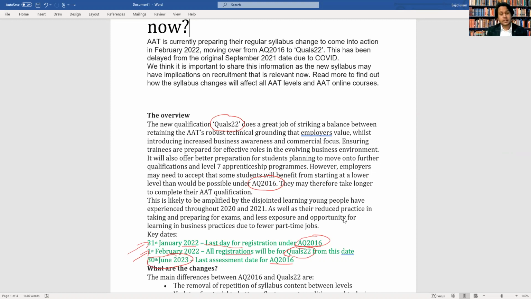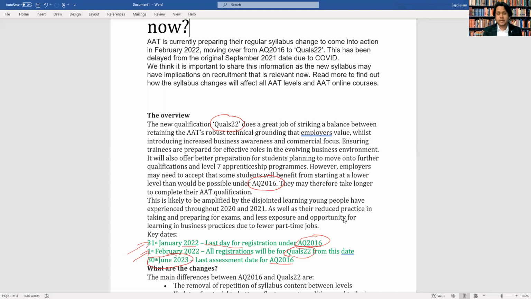So what we understand is that whoever is already enrolled with the AAT right now, or who is going to be enrolled by 31st of January 2022, will still be under AQ 16, and they can carry on the study and the exams until June 2023. So they have to pass all the papers. Even someone already registered, or someone going to be registered with AAT by 31st of January next year, has to complete the whole AAT by June 2023.